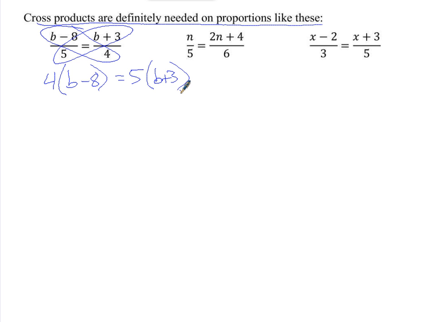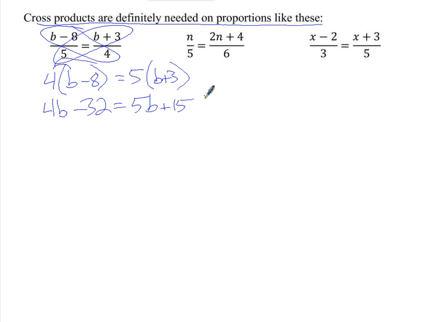Distribute. And when we distribute, we get 4b. What else? Minus 32 equals 5b plus 15. All right, now we know that we have to get all of the variable terms on one side, all the number terms on the other. After I distribute, what do I have to do first? Combine like terms. If you look at the left side, are there like terms? No. If you look at the right side, are there like terms? No. Okay, so we're good to move on.